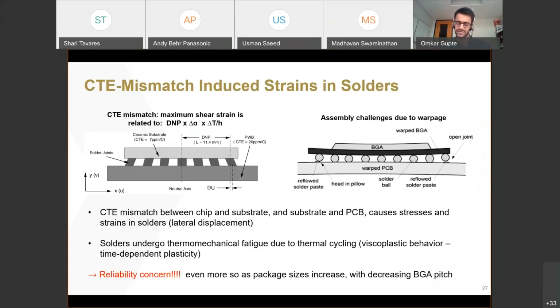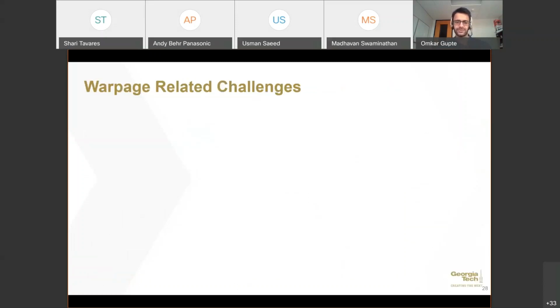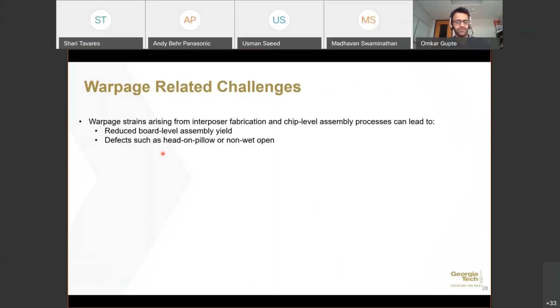There are also warpage related challenges because of this CTE mismatch. For instance, during the substrate fabrication and chip level assembly, because of CTE mismatch, the substrate can be warped, and during the board level assembly, this can lead to multiple challenges such as non head and pillow defects, non-reflowed joints, open joints, which we'll talk about now. The warpage strains are usually generated during the interposer fabrication and chip related assembly process.